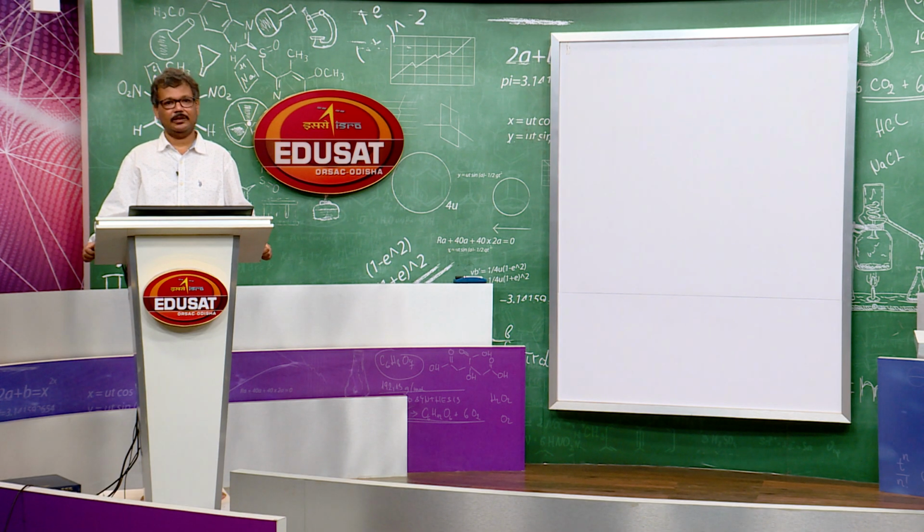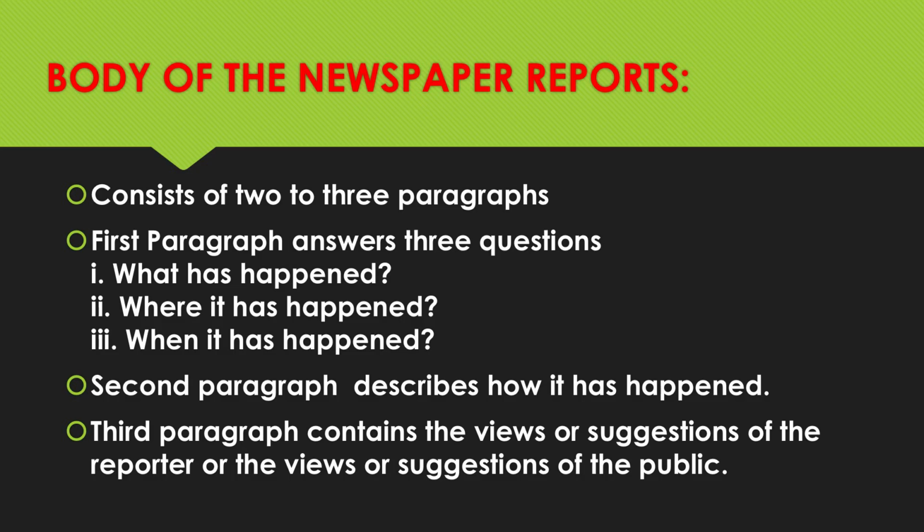Now, let us discuss what is there in the body of a newspaper report. I have told you a newspaper report normally consists of 2 to 3 paragraphs. In the first paragraph, you have to answer 3 questions. This is something I have given hints about before. Question number 1 is what has happened, question number 2 is where it has happened, and question number 3 is when it has happened. But apart from these 3 questions, you can also use a few WH questions like why it has happened, who is responsible for it, or who has made it happen. So, you can also use who and why.